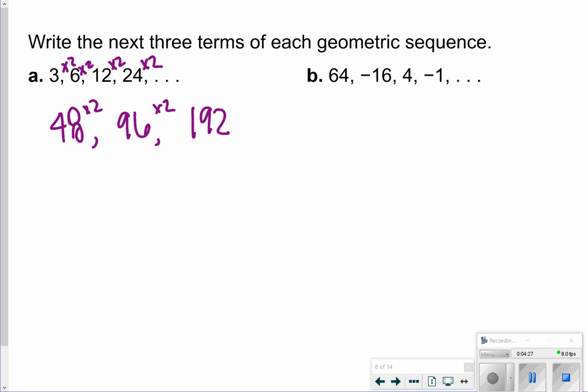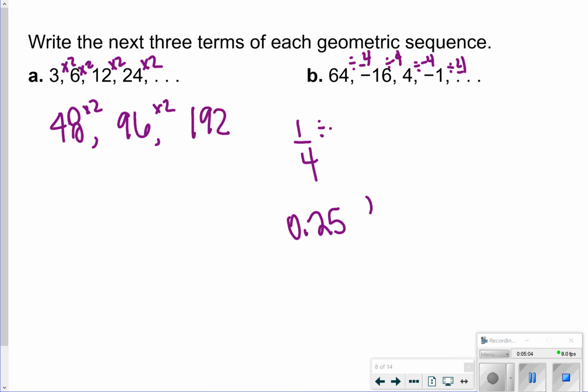Okay? Letter B is a little bit different. Notice how you go from positives to negatives, but 64 has something in common with getting down to 16. 64 was divided by 4, but since 16 changed to a negative, we're going to say it divides by -4. So 64 divided by -4 is -16. -16 divided by -4 is +4. 4 divided by -4 is -1. -1 divided by -4, you can say 1/4 or you could write 0.25.